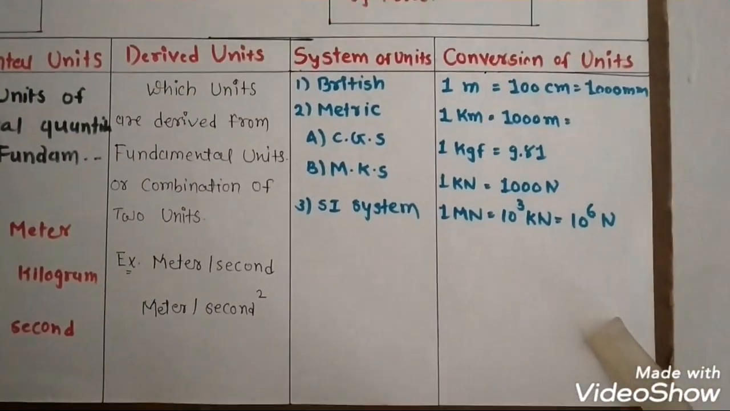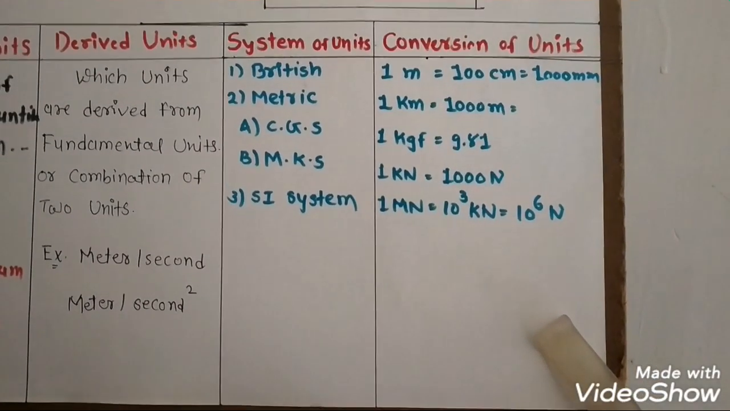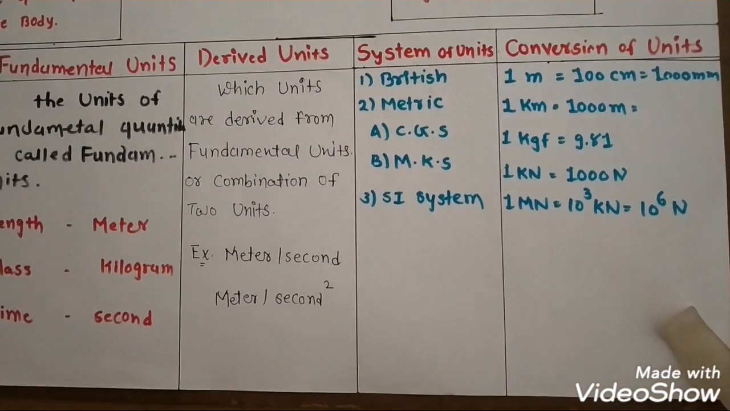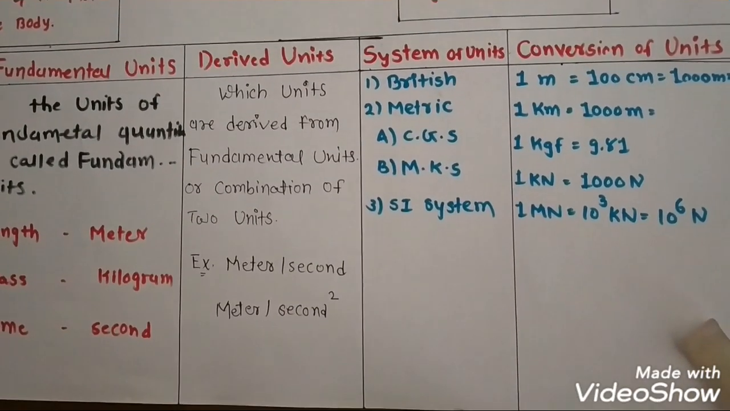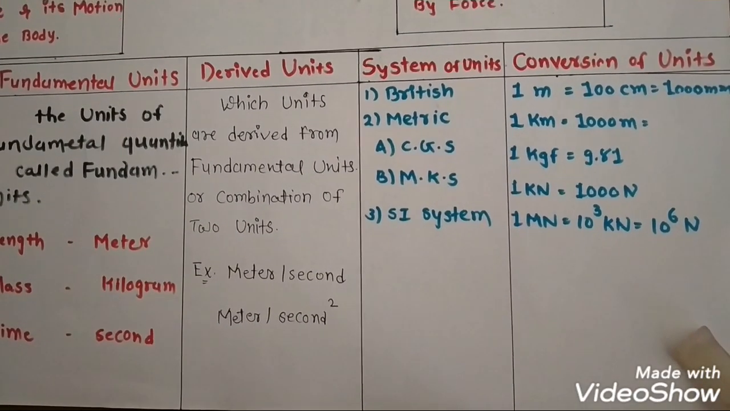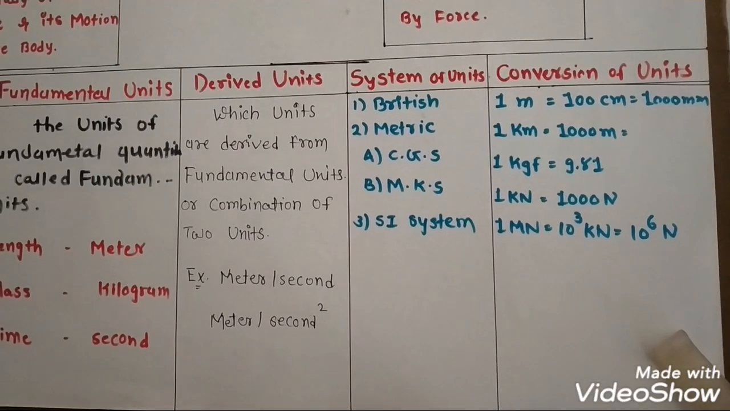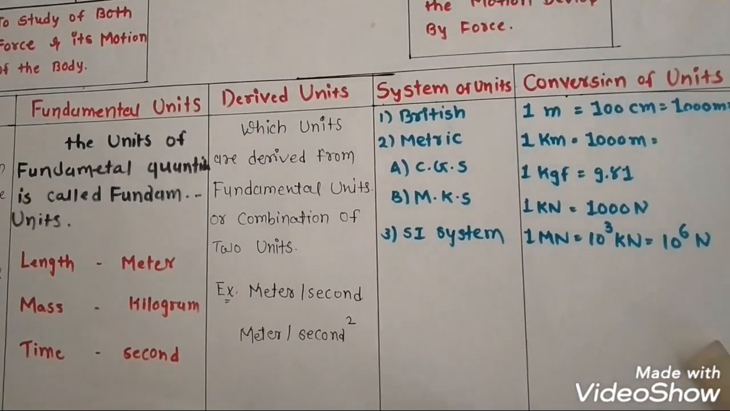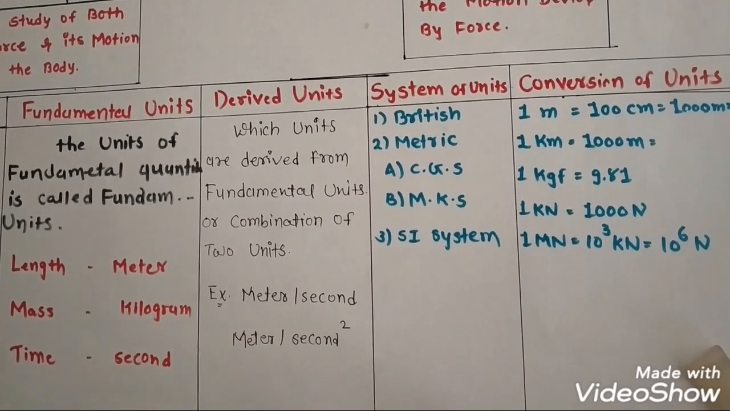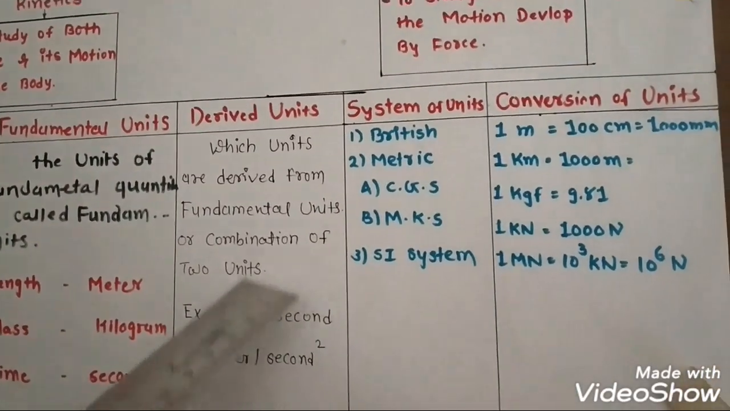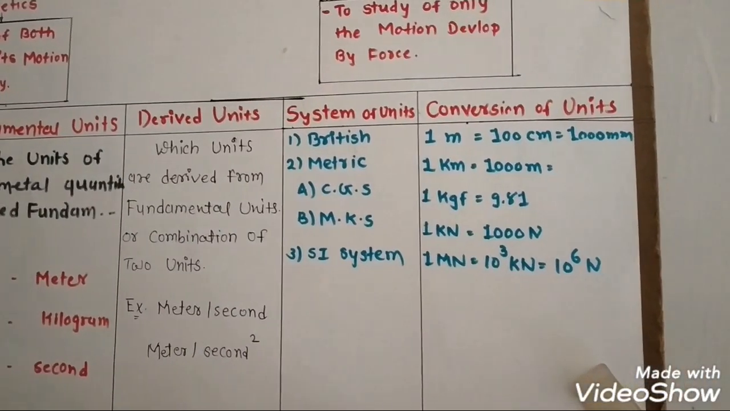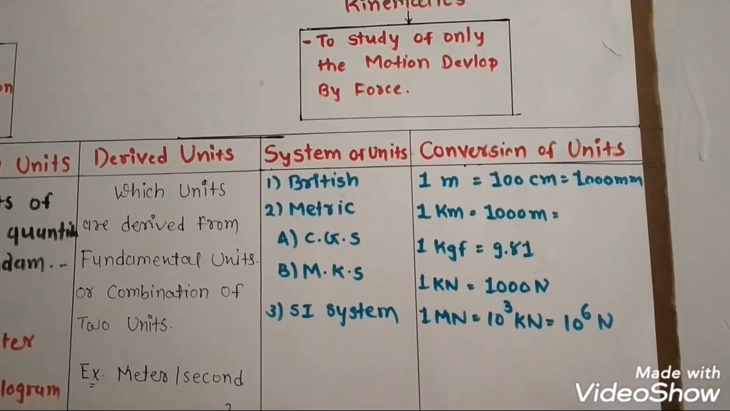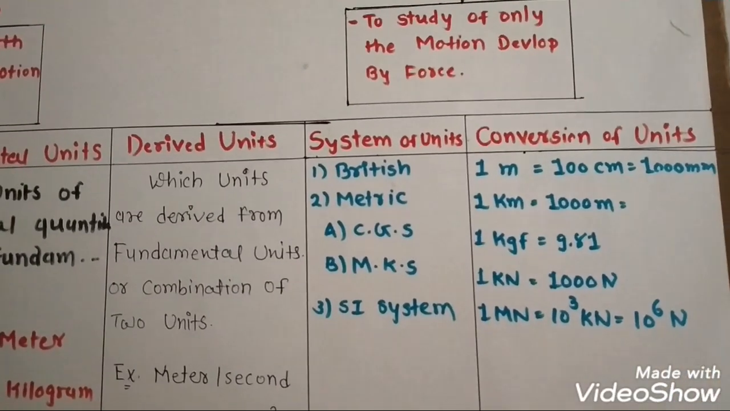Then derived units. Units which are derived from fundamental units, or the combination of two or more units, are called derived units. Examples of these units are meter per second or meter per second square. The meter per second is the unit of velocity and meter per second square is the unit of acceleration.